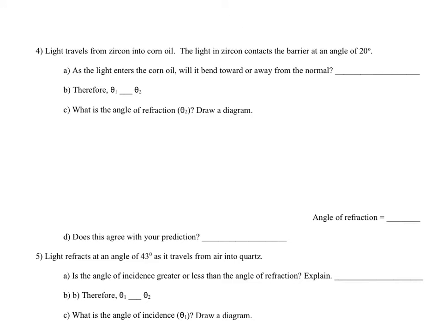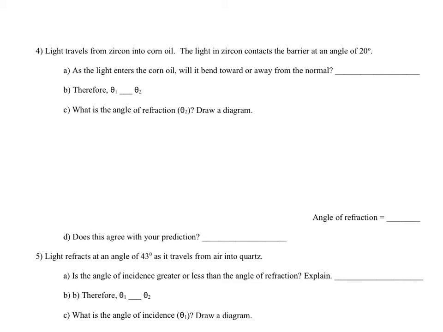So reading number 4 says light travels from zircon into corn oil. The light in zircon contacts the barrier at an angle of 20 degrees. Again, almost every student that asked questions about this in class wasn't listing their givens right away. That would be the first thing I do. I wouldn't do anything else until I parse through this, figure out what's n1, what's n2, theta 1, theta 2, what do I know, what am I looking for?